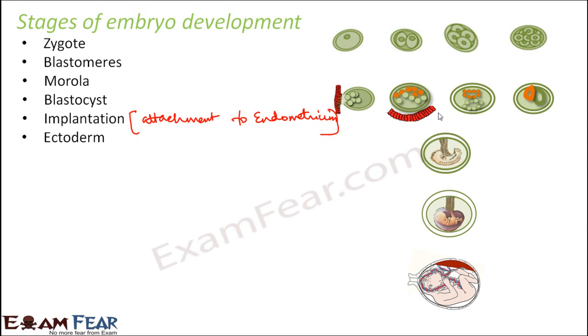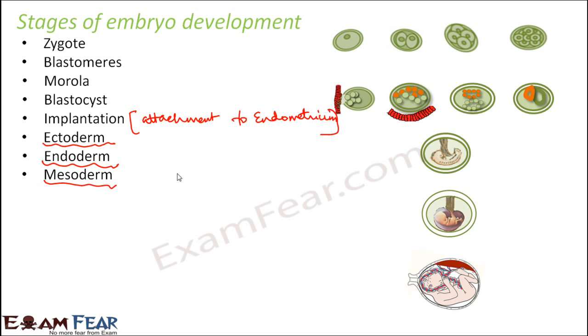Then what happens? Then the cells which are present there, they start differentiating to form different layers of cells. So there are 3 layers of cells formed: ectoderm, endoderm and mesoderm. So the ectoderm is the outer layer of cells, endoderm the inner layer of cells, and mesoderm is the middle layer of cells. So these 3 layers of cells develop, and from these 3 layers all other tissues develop. From the tissues develop the organs, from the organs develop the organ systems.